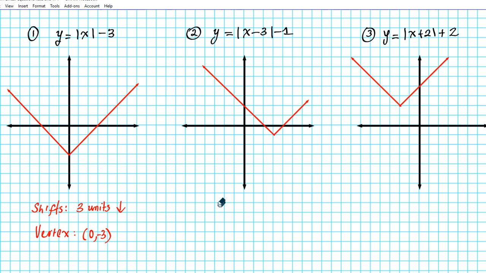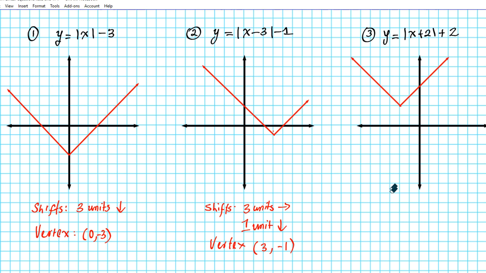For the second one, we have shifts in both directions. Since we have minus 3 grouped with the x, that means we're going to go in the x direction in the opposite way, which is 3 units to the right. And then since we have minus 1, that's 1 unit down in the y direction. So that will take us to the vertex, 3 to the right and negative 1. As you can see here, (3, -1) is our vertex.